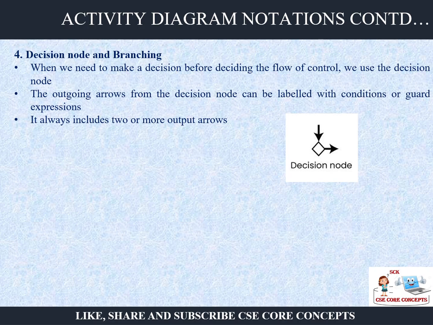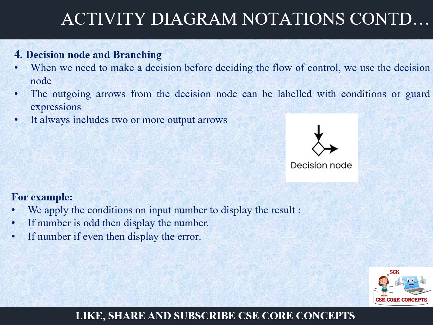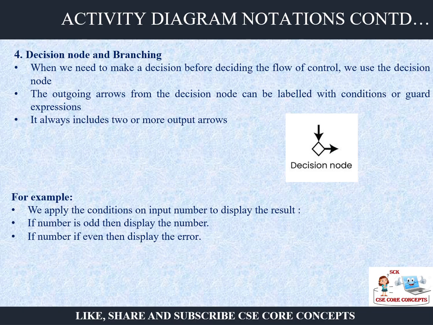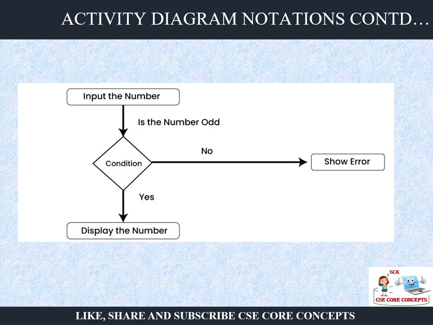Similarly, we have the decision node and the branching. Whenever you want to take any decision or decide the flow of control, we can use the decision node. The outgoing arrows are labeled with conditions, with a guard or expression. So what is a guard? A guard is basically what you write on the arrow. Let's say we have an example, where we are inputting some number. If the number is odd, then we display the number, and if the number is even, we display an error.